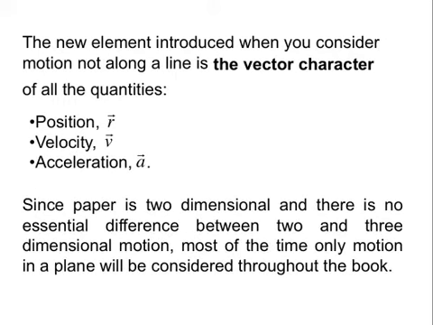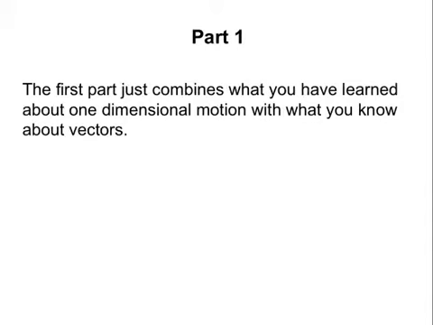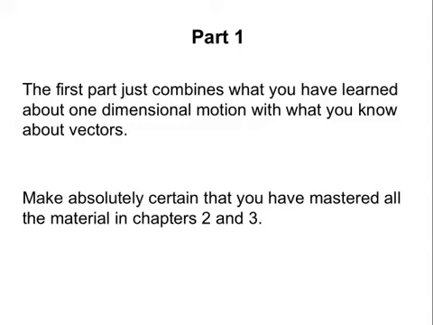Since paper is 2-dimensional, and there is no essential difference between 2- and 3-dimensional motion, most of the time only motion in a plane will be considered throughout the book. The chapter can really be divided into 2 parts. The first part just combines what you have learned about one-dimensional motion with what you know about vectors. Make absolutely certain that you have mastered all the material in chapters 2 and 3.